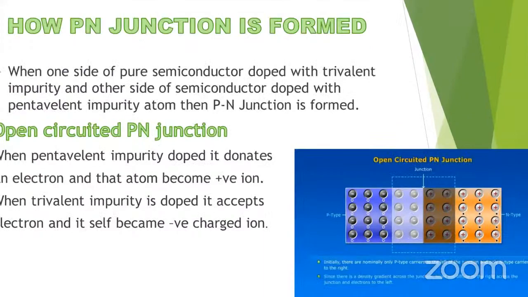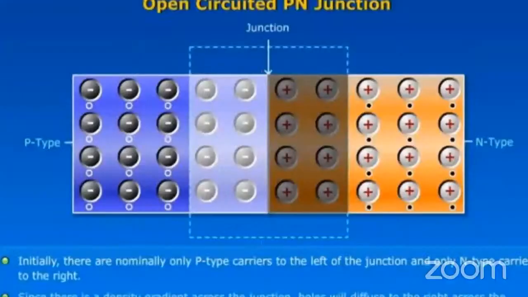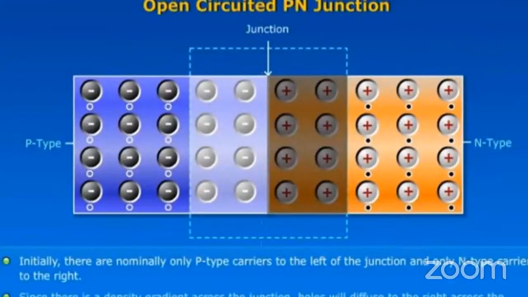This region does not contain free electrons and holes, but consists of immobile ions only. This region is called the depletion region.